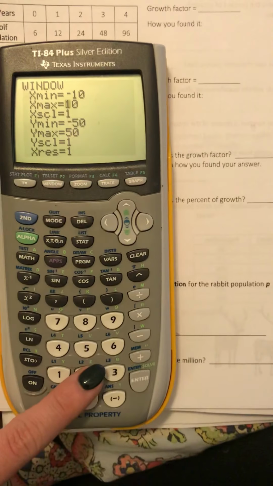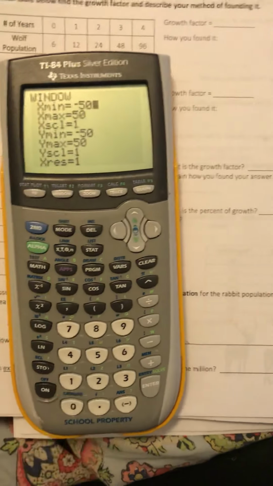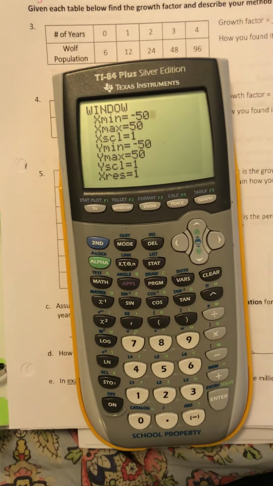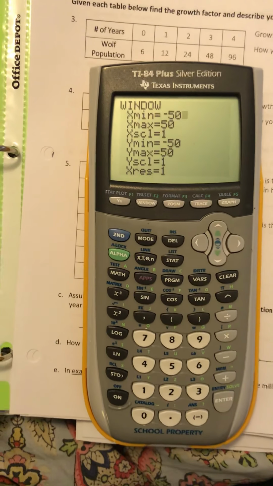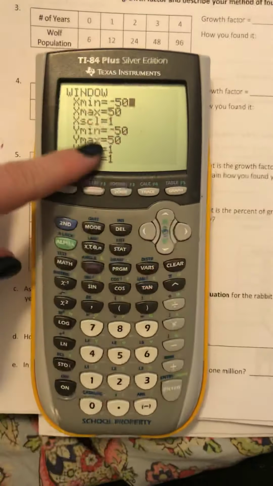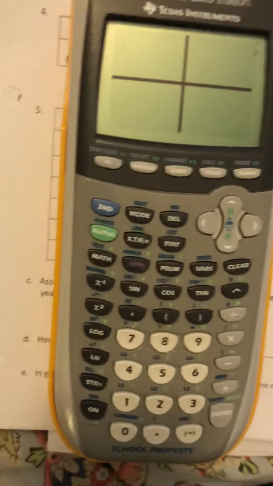I'm going to do, why don't we just do 50 and negative 50? Another good place to start would be 25. If you're curious, you can just make it up. I start with 25, then 50, then 100, 200, 500, stuff like that. Alright, I'm going to make them all 50s or negative 50s and press graph.